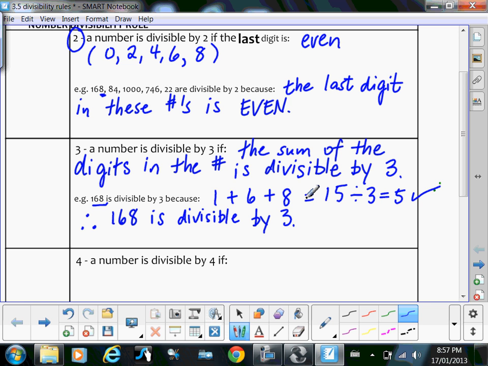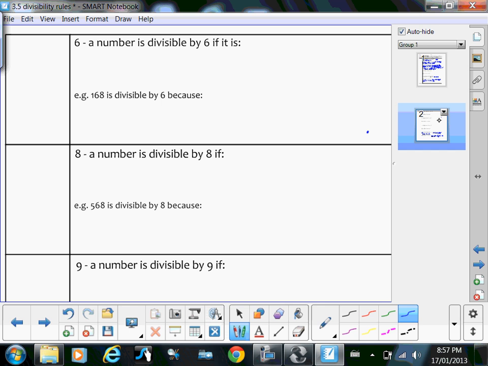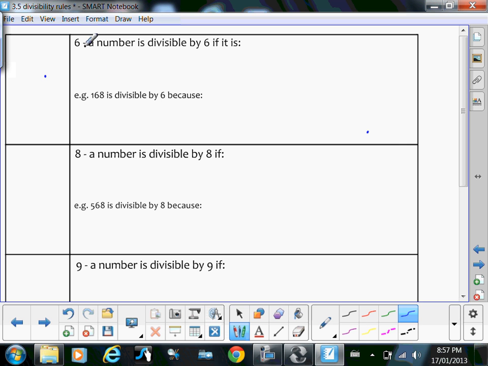Now, I'm going to jump to the divisibility rule for 6 because it's related to the divisibility rule for 2 and for 3. And it makes sense that we do this one next. Now, the divisibility rule for 6 is the following. A number is divisible by 6 if it is divisible by 2 and 3. So I emphasize both.